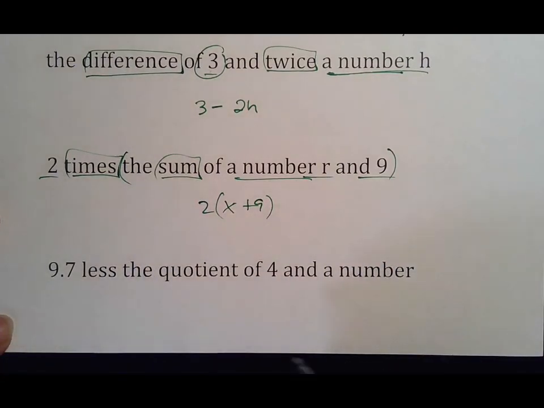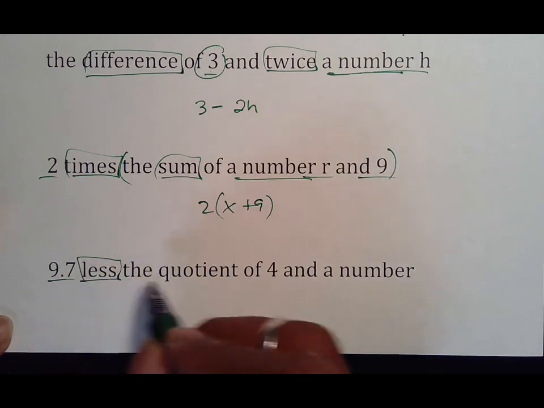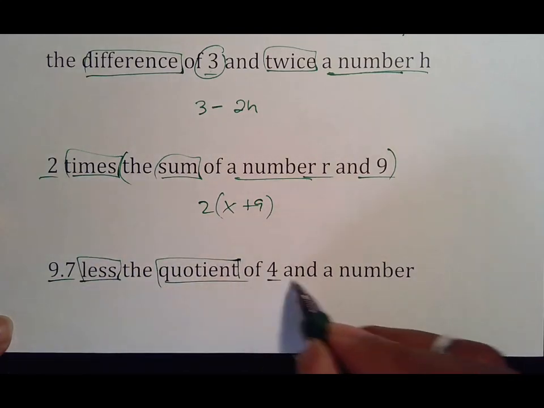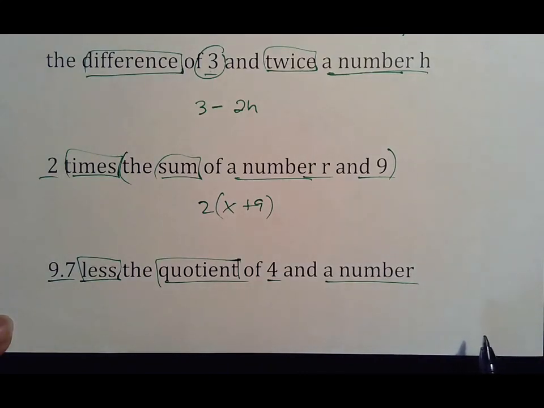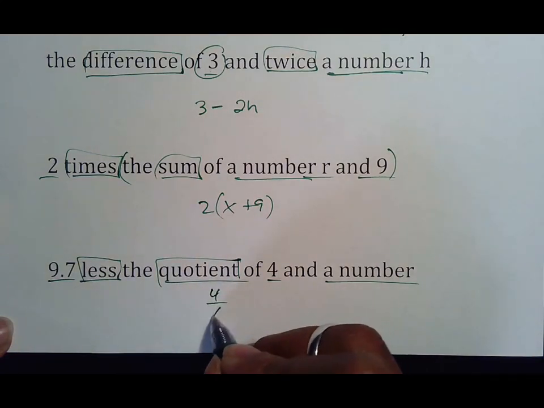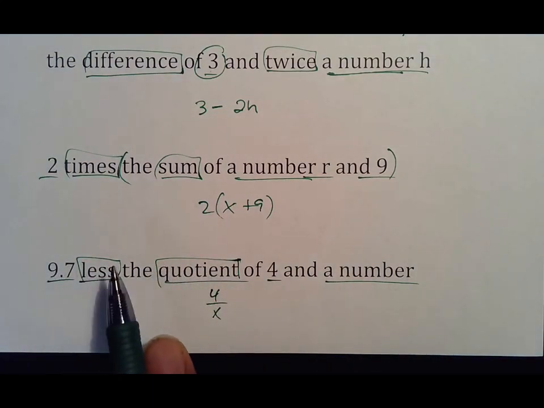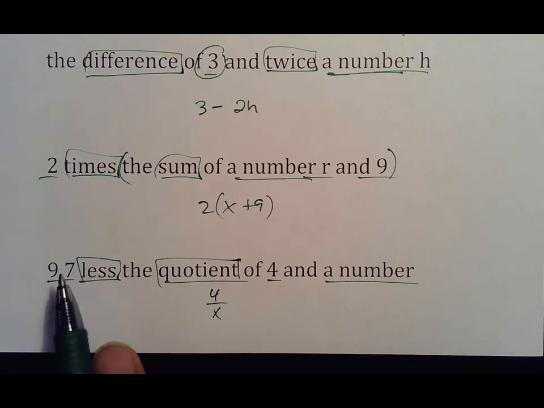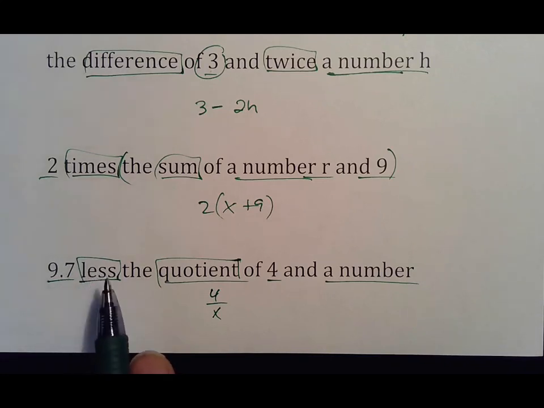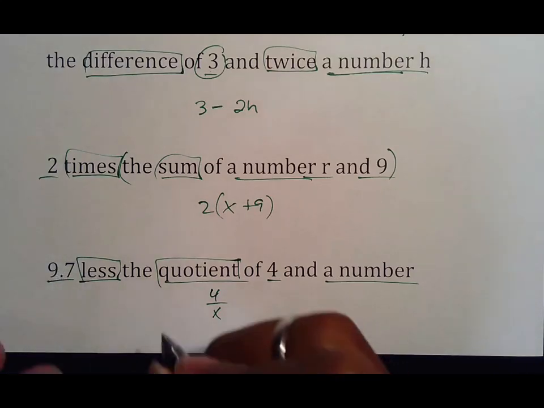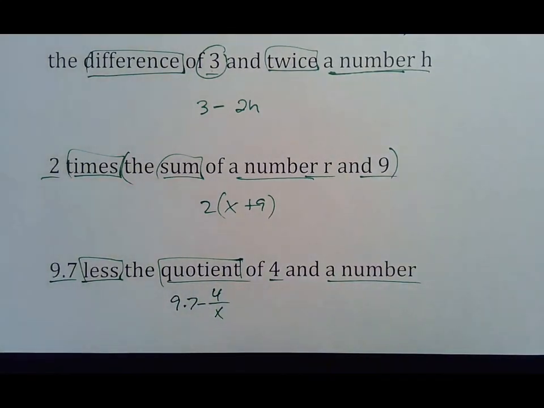9.7 less the quotient of 4 and a number. Again, less than is here, 9.7, quotient, 4, and a number. The first thing we should be looking at is multiplication and division. The quotient of 4 and a number is 4 over x. So that does translate, which is good. 9.7 less that. This means subtract. But is this the one where it switches? No, which means 9.7, because it's in front, should stay in front. 9.7 minus 4 over x is what you should end up with. Alright?